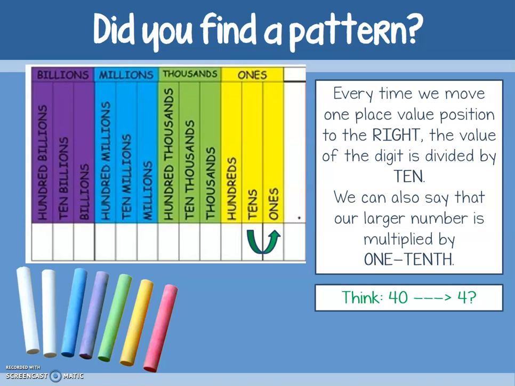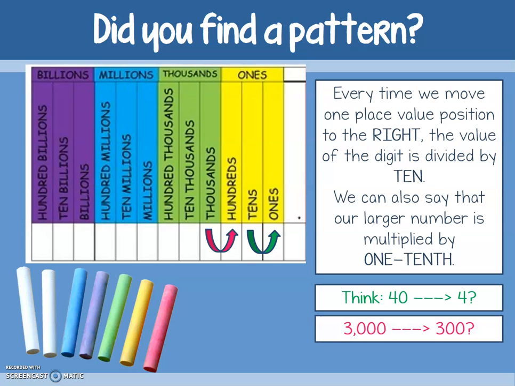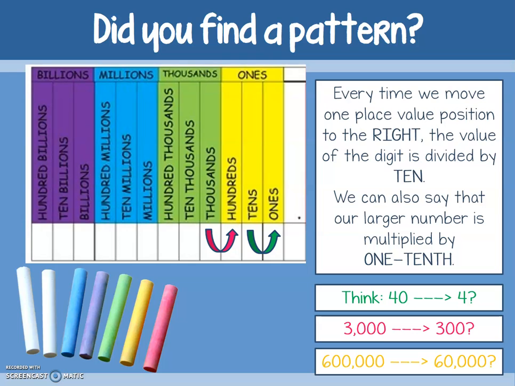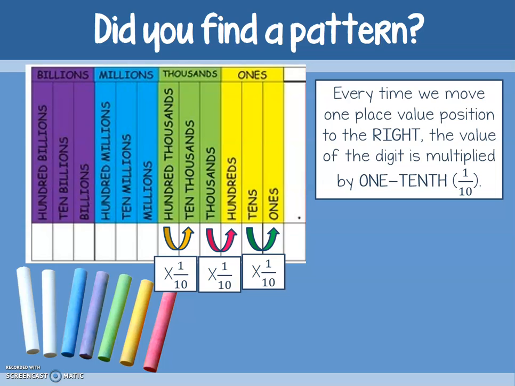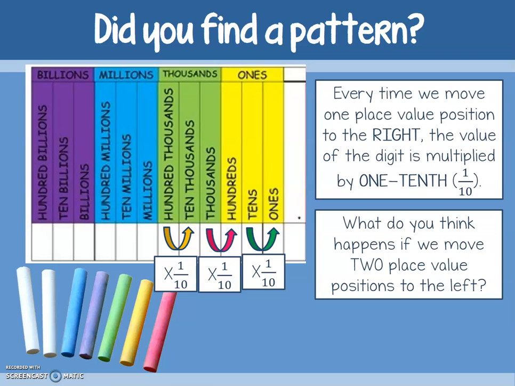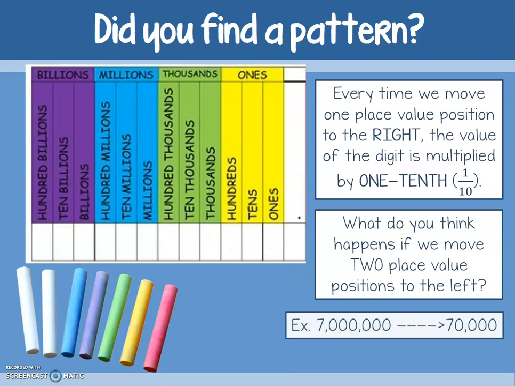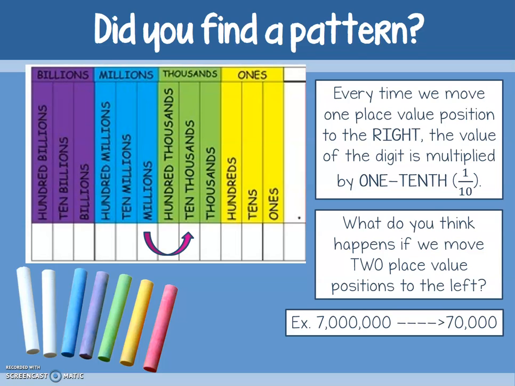So 40 went to 4 by moving one place value position to the right. 3,000 became 300 with one place value position to the right. And 600,000 became 60,000 by moving one place value position to the right. Each time we multiplied by 1/10, which is the same thing as dividing by the whole number 10. So again, what do you think happens if we move two place value positions to the left? For example, going from 7 million to 70,000.